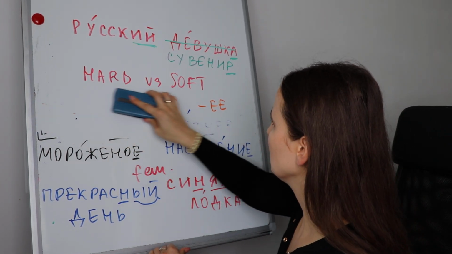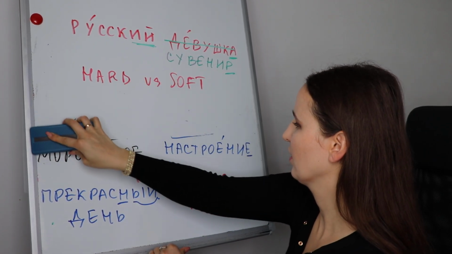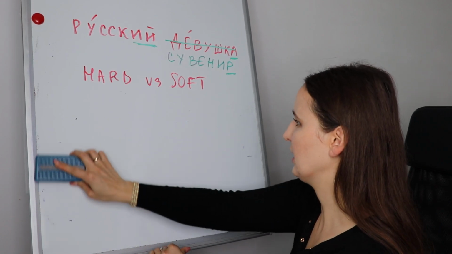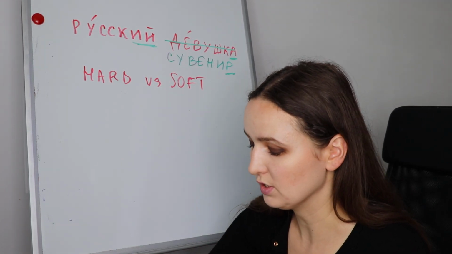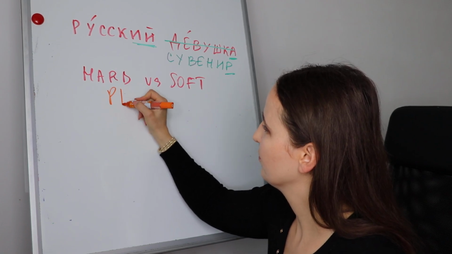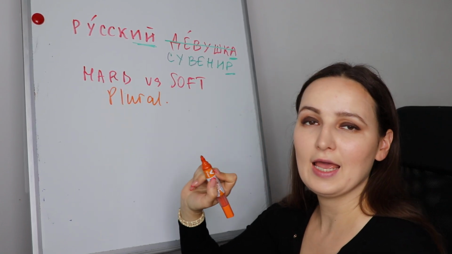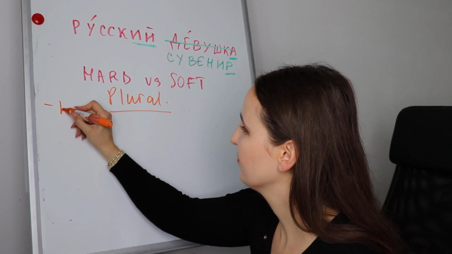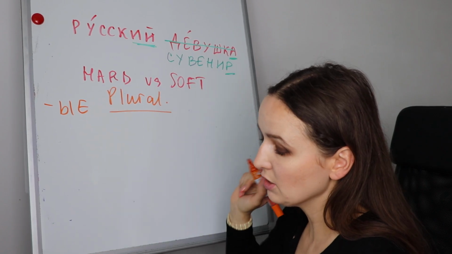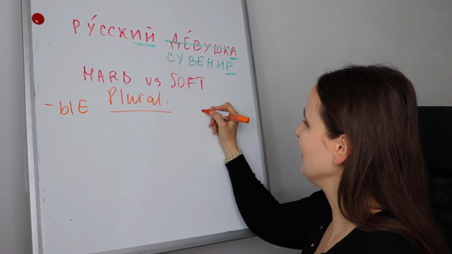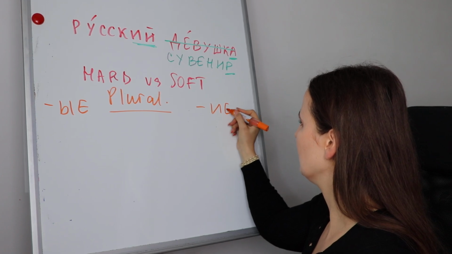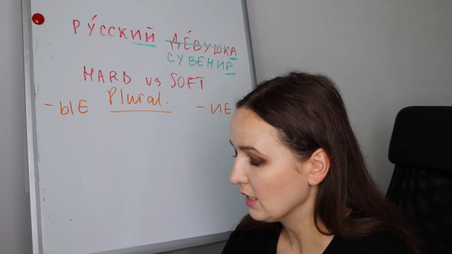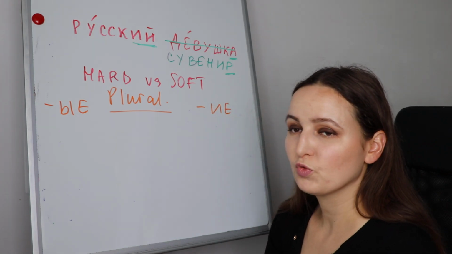And the last one is plural. Let's continue with plural, and we are done. I hope you understood something today. Plural. The endings for plural hard is ые, and for soft plural are ие. Hard plural, soft plural adjectives. Now let's come up with example.